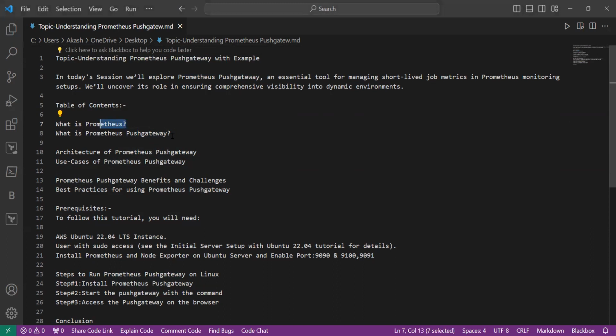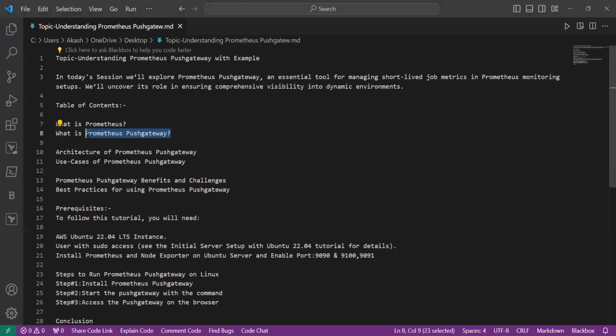Now let's move forward and understand what is Prometheus PushGateway. Prometheus PushGateway serves as a bridge for jobs that cannot be scraped directly by Prometheus due to their ephemeral nature. It allows these jobs to push their metrics to a metrics cache, which will enable Prometheus to collect them. So let's take an example.